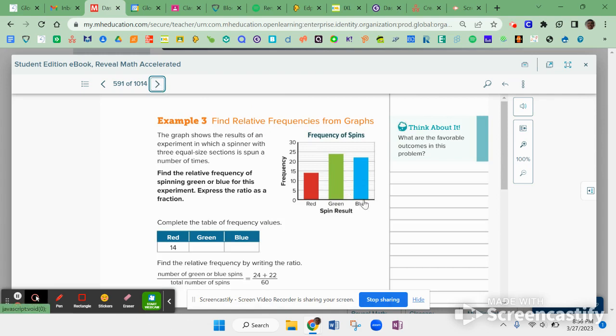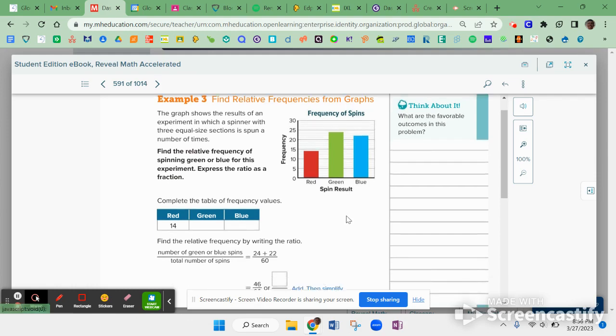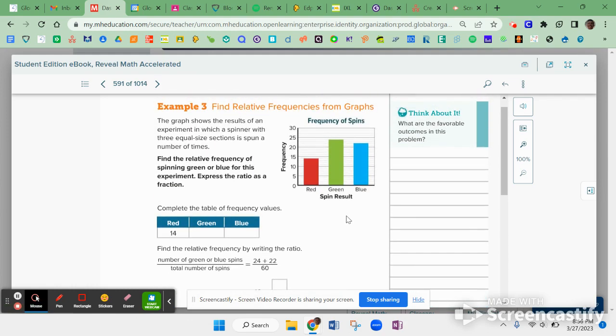Moving right along. Maybe the data will be presented to us in a graph here. We're going to find the relative frequency of spinning green or blue for this experiment. Express the ratio as a fraction. So we don't have to change it to decimals this time. This is telling us the frequency, how many of those occurred in this experiment, and the spin resulted in 14 reds being spun, 24 greens being spun, and 22 blues being spun.